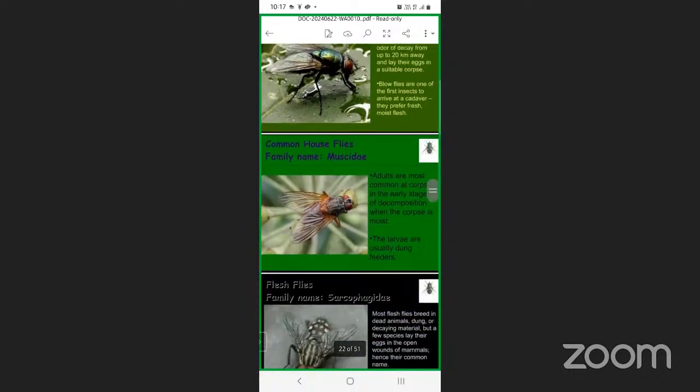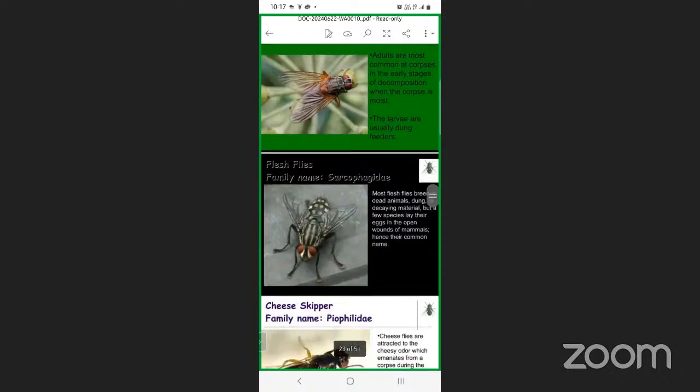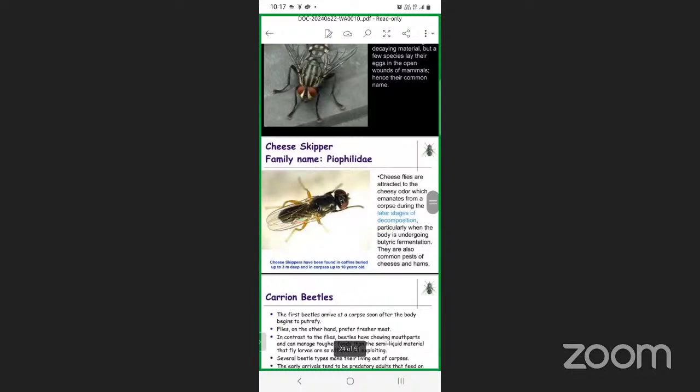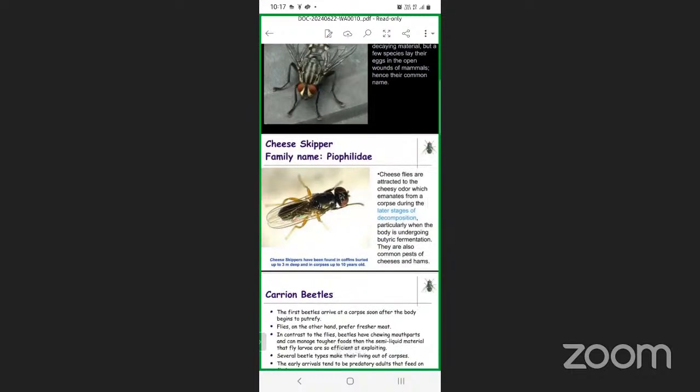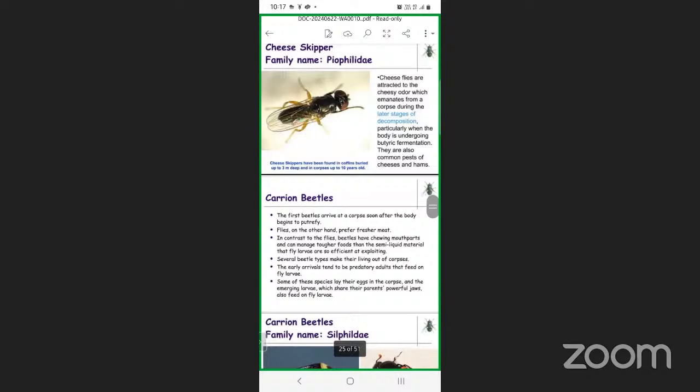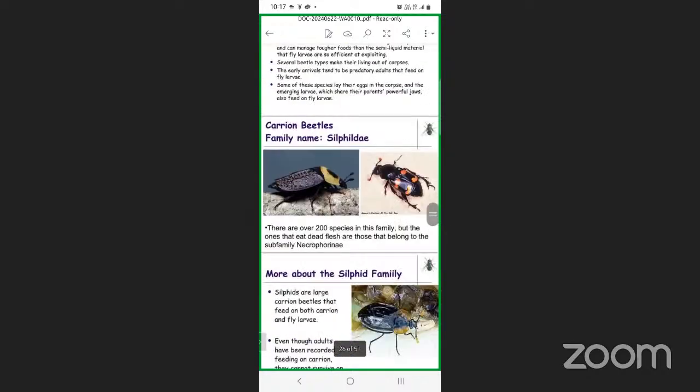We also see the houseflies and flesh flies. The flesh flies can be identified by the yellow spots on the body, and in the head region we also find yellow markings. The cheese skipper is a totally different fly with transparent wings, and it is found particularly around dead bodies that are around 10 years old, if they are lying there only. And we also see the carrion beetles.